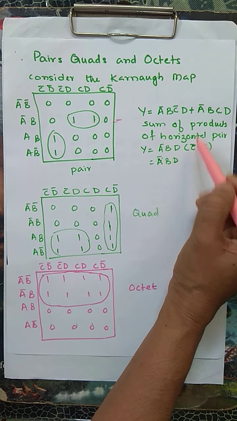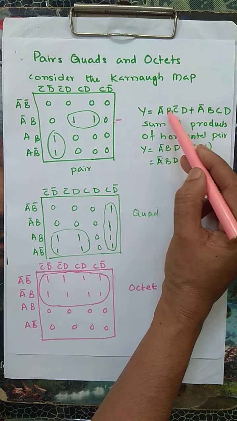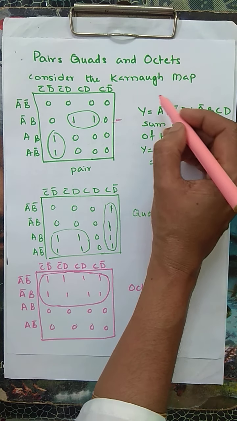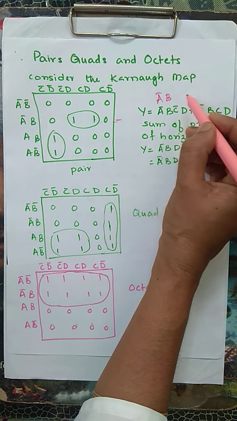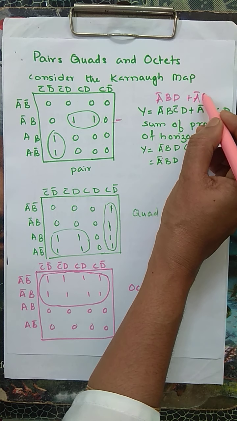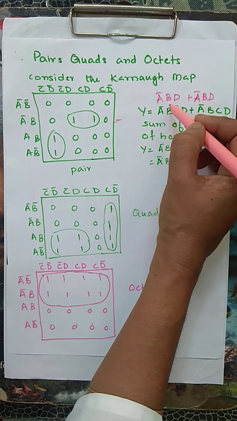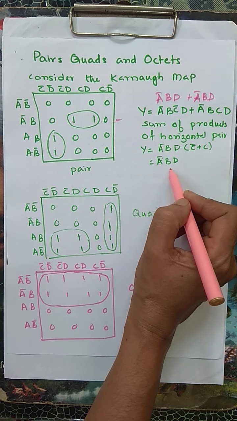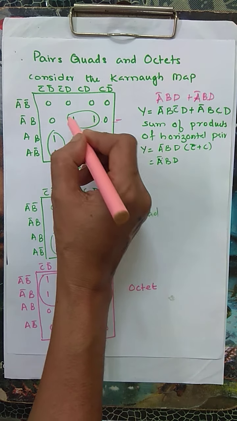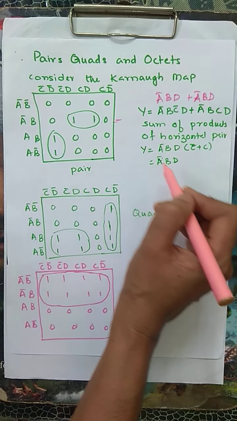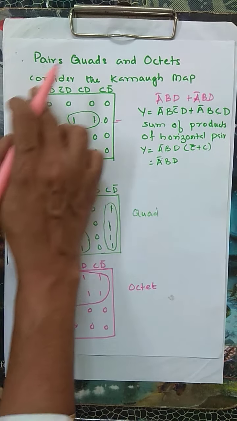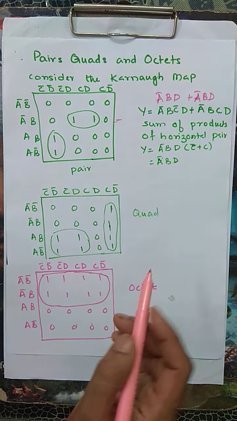When you drop that from this expression, what do you get? You get A, B, C complement is dropped. So it becomes A complement B, D plus A complement B, D. It is the same as A complement B, D. So you got the output A complement B, D. Simply by looking at the Karnaugh map itself, you can simplify. Again, one more simplification is possible here when you take the entire design.